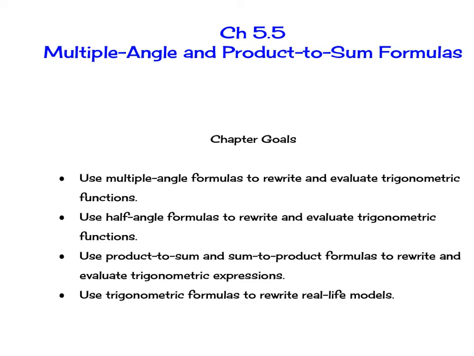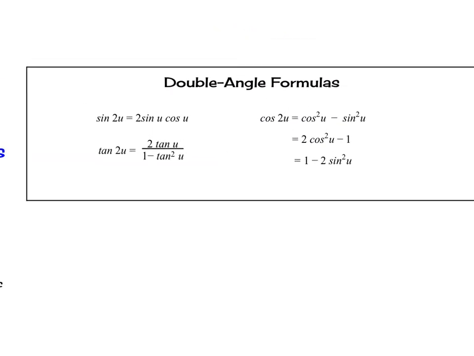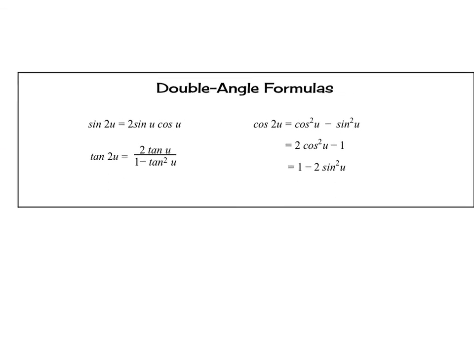Chapter 5.5, we're looking at multiple angle and product to sum formulas, and we'll use them to rewrite and evaluate trig functions. So just some of the formulas that we'll need. We're going to take a look at first our double angle formulas. So sine of 2u equals 2 sine of u cosine u.